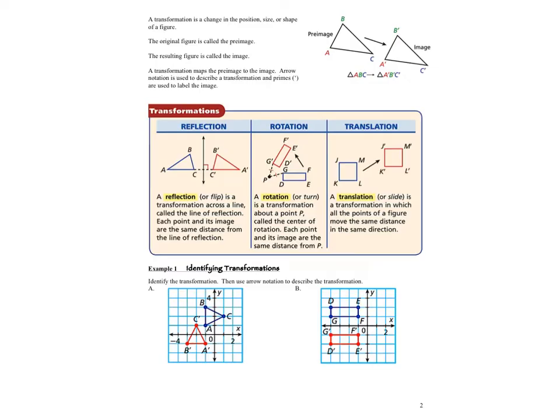So a transformation is a change in the position, size, or shape of a figure. Our original figure, usually lettered with capital letters such as triangle ABC, would be our pre-image, and what we get when we perform the transformation is the image, the new image. And we use little prime symbols, like an apostrophe after the capital letter, to represent that that is the new image after the transformation occurred.